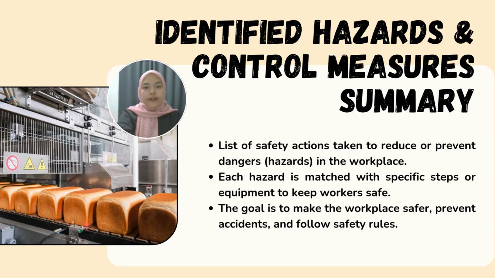So we move to the hazard identification and control summary. Based on our inspection, this is a list of safety actions taken to reduce or prevent dangers, which are hazards in the workplace. Each hazard is matched with specific steps or equipment to keep workers safe. The goal is to make the workplace safer, prevent accidents and follow safety rules.